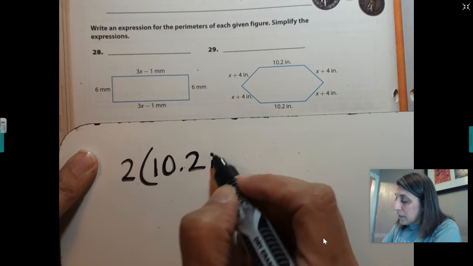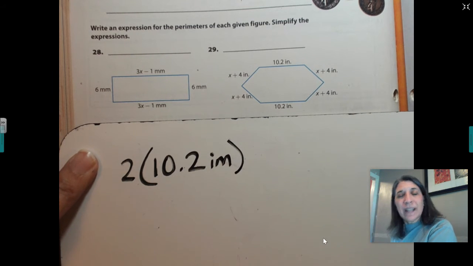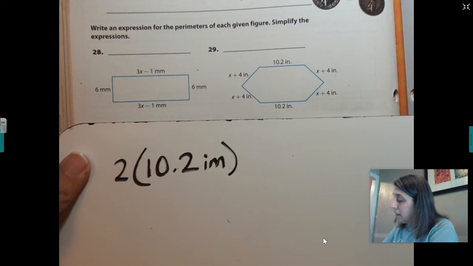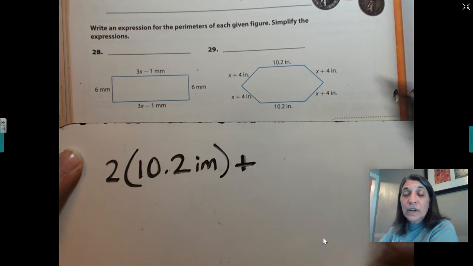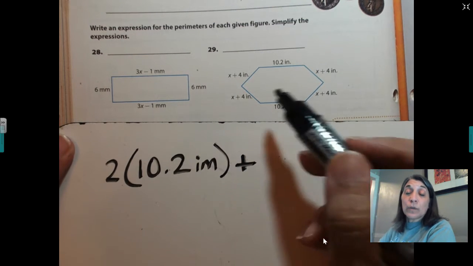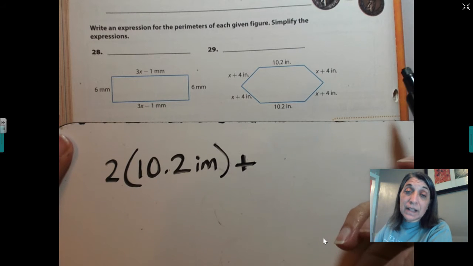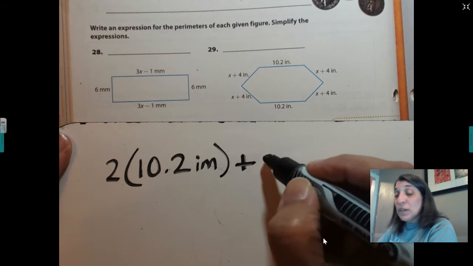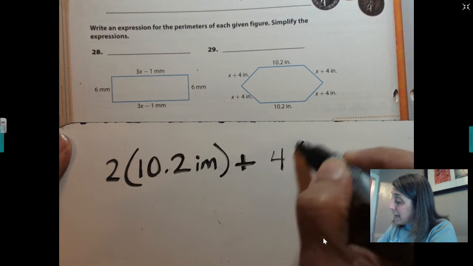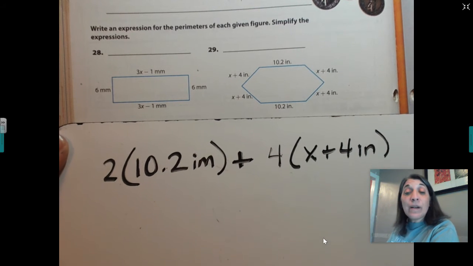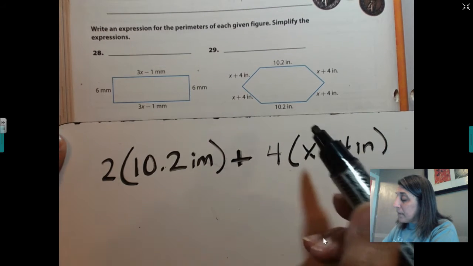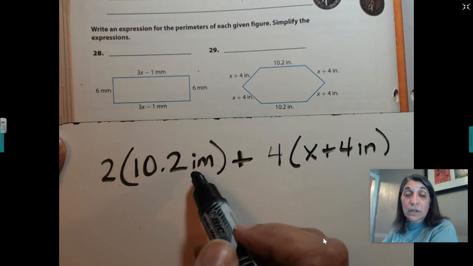I don't need to do 10.2 plus 10.2. I can just do 2 times it, okay? Plus, I have 4 expressions that are the exact same, 4 sides that are the exact same length, x plus 4 inches. So I'm going to do 4 times x plus 4 inches. Okay, now I'm going to use my distributive property. Well, this is just a multiplication, right?